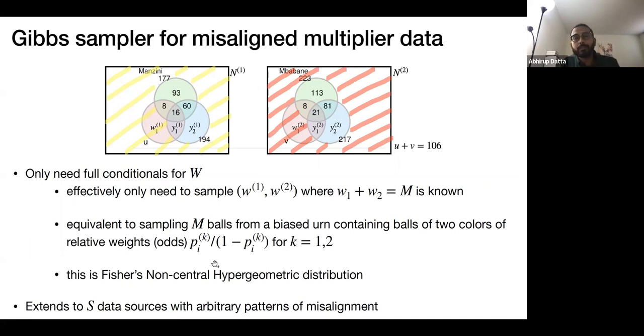And the full conditional comes out neatly to be a draw from this Fisher's non-central distribution, with the odds being the odds generated by the inclusion probabilities for this source, which is in our case the coupon for MSM for these 2 regions, Manzini and Babane. And this again extends to S sources with arbitrary patterns of misalignment, in which case we have to replace this with a non-central multivariate hypergeometric distribution.